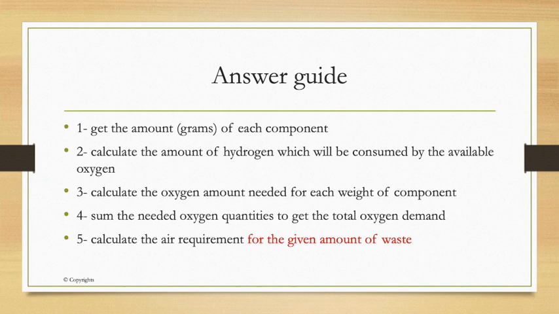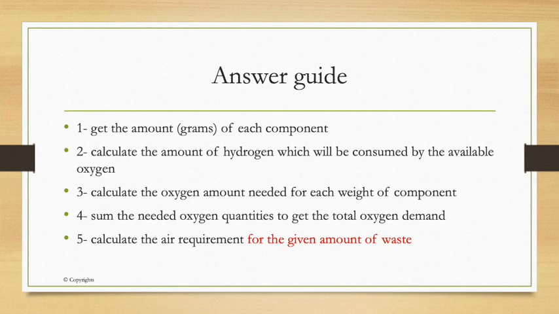Second thing, if you have oxygen in the chemical formula, this available amount of oxygen will react with the hydrogen. So calculate how much of the hydrogen will be consumed by the available oxygen and calculate the remaining amount of hydrogen. Note that the remaining amount of oxygen will be zero because it will be consumed by the hydrogen, and only the hydrogen will have a remaining amount in grams. However, carbon and sulfur will not be changing.